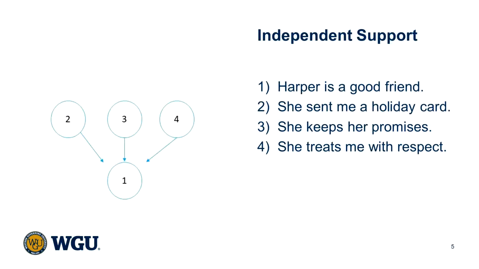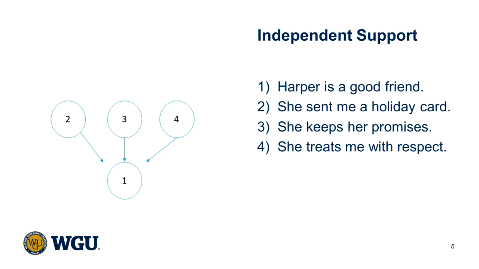Take a look at this example of independent support. Notice that the circle on the bottom of the diagram has the number 1 in it. This means that sentence number 1 is intended to be the main conclusion of the argument. In other words, the argument is trying to prove that Harper is a good friend. Now, look at the 3 premises given for this. Take each one on its own. She sent me a holiday card. That doesn't seem to need any other information to count as evidence that Harper is a good friend. It works on its own. It may not be proof on its own, but it works on its own as evidence.